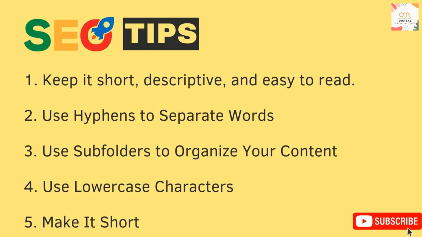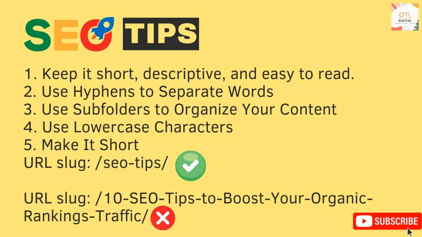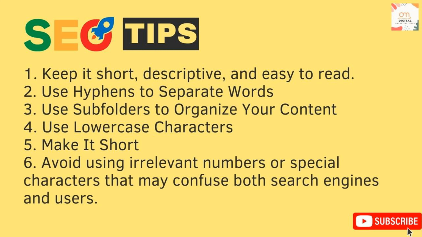Next one is make it short. Long URLs are harder to read for users, and Google often truncates long URLs in search results. So try to keep your slugs within 5 words. As in the first one is a good one, that is simply how SEO tips, and next one is more words, like 10 SEO tips to boost your organic rankings traffic. So you should avoid using irrelevant numbers or special characters that may confuse both search engines and users.